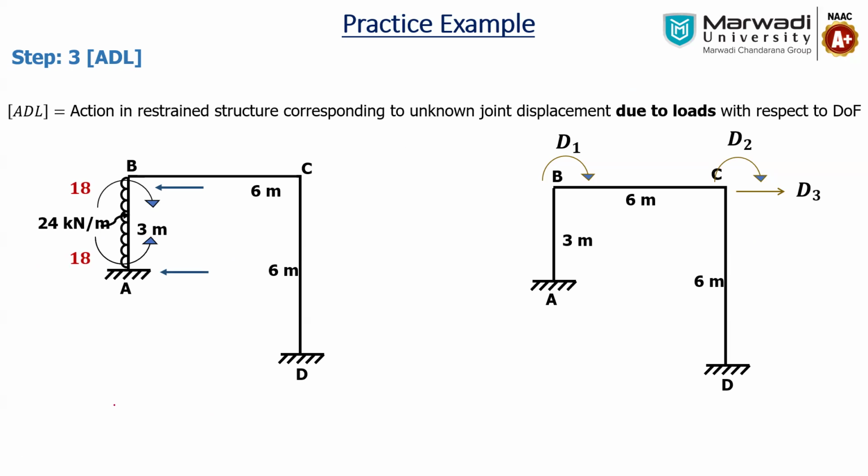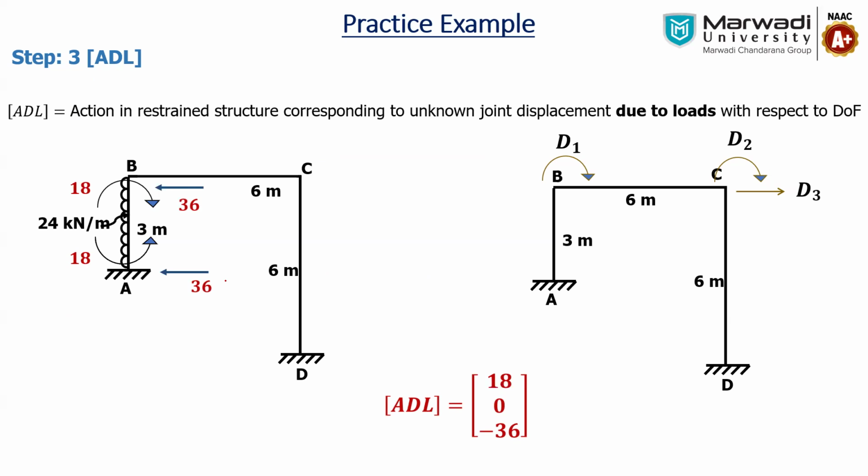So with respect to D1, what is the moment at B? That will be 18 clockwise. With respect to D2, what is the moment at C? There is a 0. And with respect to D3, what is the horizontal force at B or C? As we have assumed the right hand side direction, but here the reaction will be in the left hand side. So this AD3 will be minus 36. So ADL is 18, 0 and minus 36.